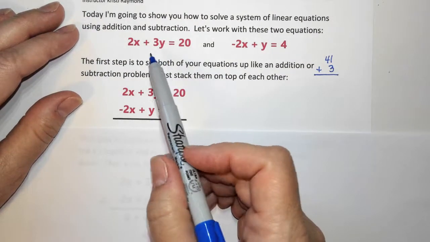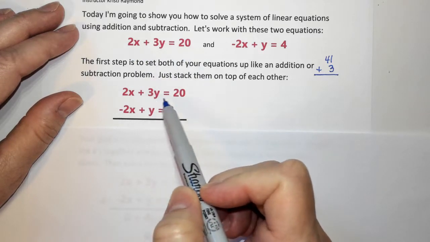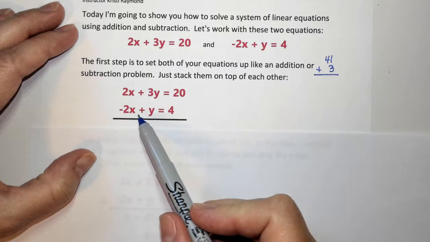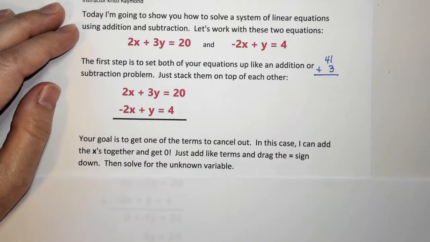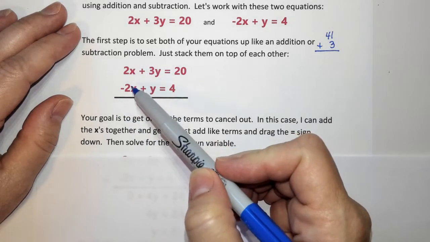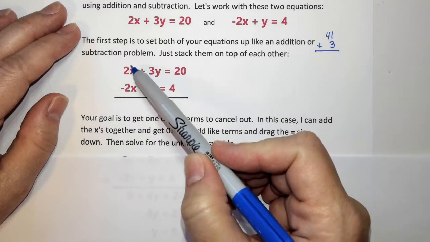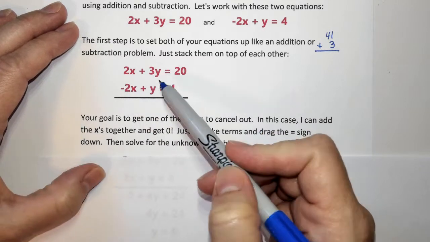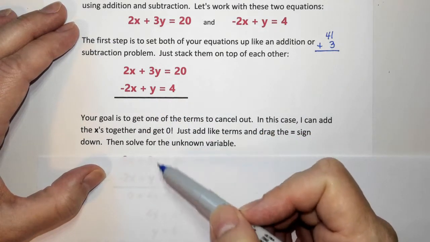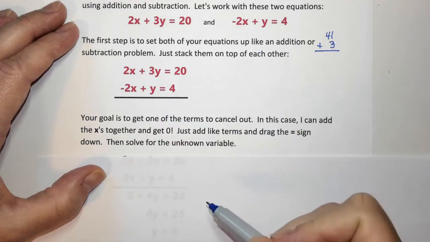I took the first line, 2x plus 3y equals 20. Then I stacked the next line, -2x plus y equals 4. Now your goal is to get one of these terms to cancel out. You either want the x's to become 0 or you want the y's to become 0 by adding or subtracting them. This is the hardest part of today's notes.